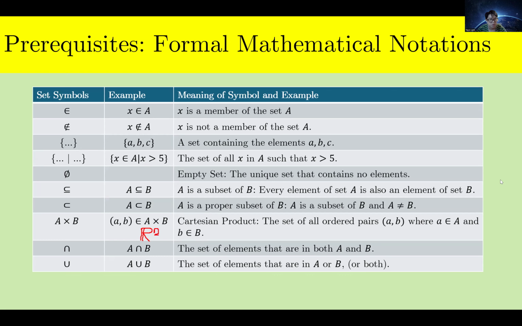Okay, the next ones are the intersection and union. The first one is intersection. It's kind of like an AND: the set of elements that are both in A and B. The next one is the union, the set of all elements that are in A or B or both.